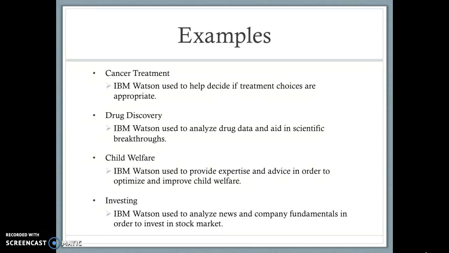Watson technology is used in child welfare. It offers domain expertise, best practices, and cognitive insights. It helps organizations to optimize resources and improve outcomes for at-risk children in crisis.